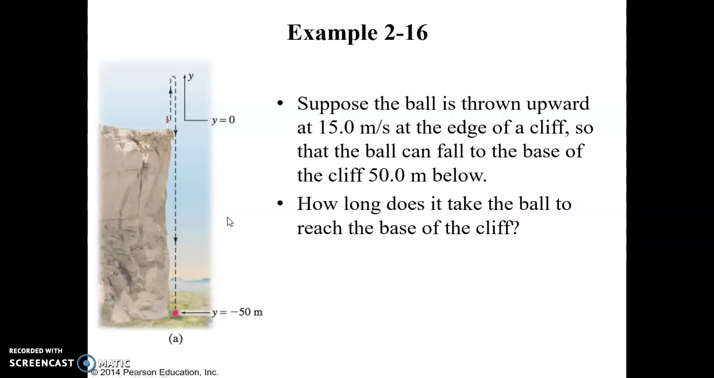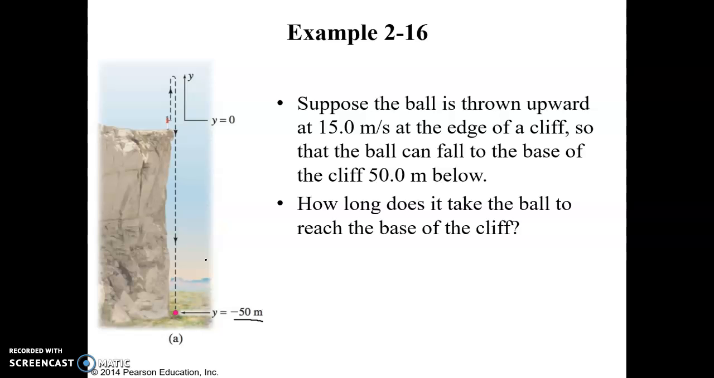But the difference in this one is that instead of tossing the ball up and then allowing it to come back into our hand, we are going to toss it up and assume that we are standing on the edge of a cliff. Okay, and so we're going to toss it up in the air, and then instead of catching it, we're going to let it fall, all the way down to the bottom of this cliff, which is actually 50 meters below where it started.